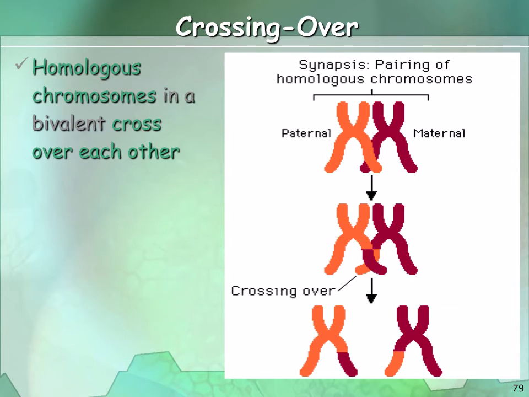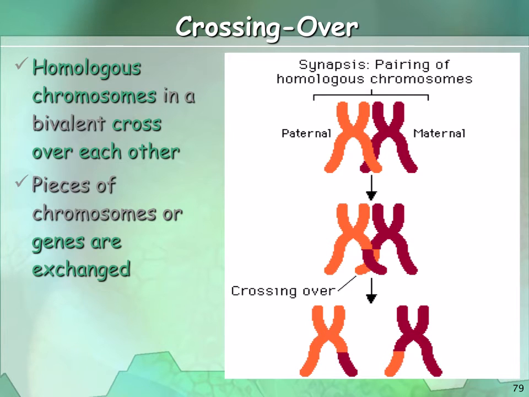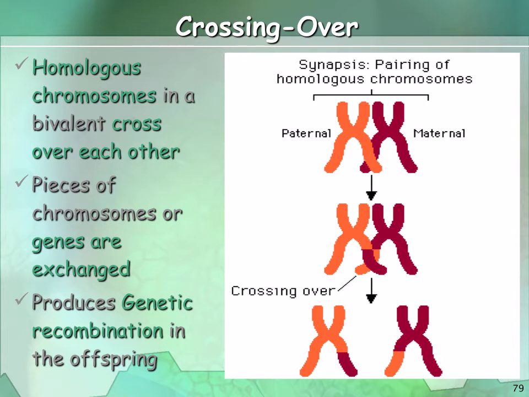Crossing over then occurs. During crossing over, you have the homologous chromosomes forming a bivalent, and pieces of chromosomes or genes are exchanged. Notice in this picture you've got orange and red, and how they are swapping pieces of genetic information. So this produces something called a genetic recombinant in the offspring.